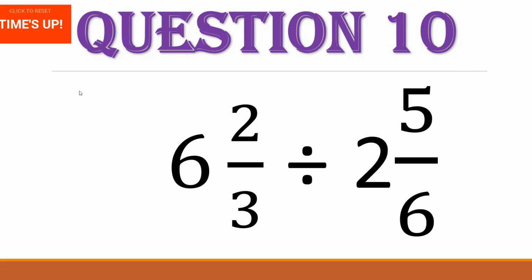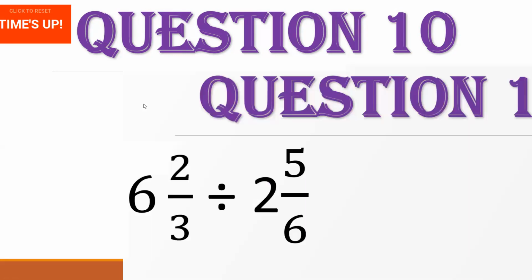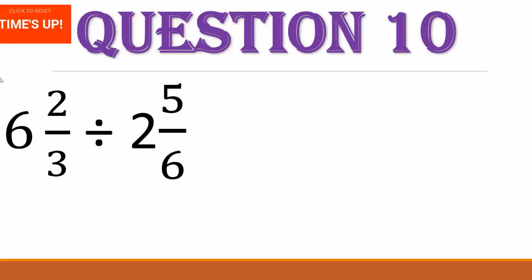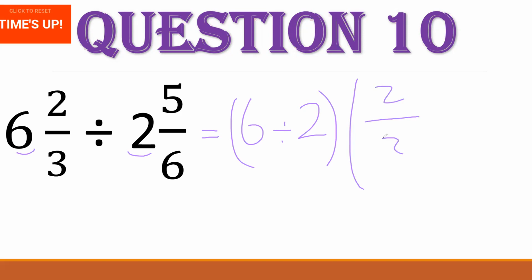Oh, sorry, last question, not next one. Question 10 is coming now. We are going to answer question 10. I've lost that. So let's continue with question 10. So what we are going to do now, 6 over 2 first. I'm just taking 6 from there, 2 from there, and step 1. Step 2, 2 over 3 divided by 5 over 6.